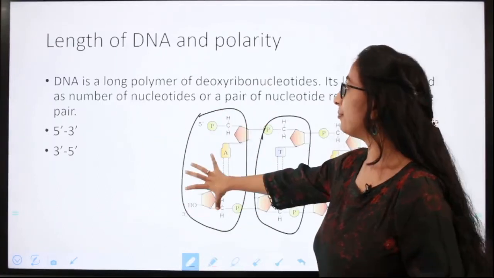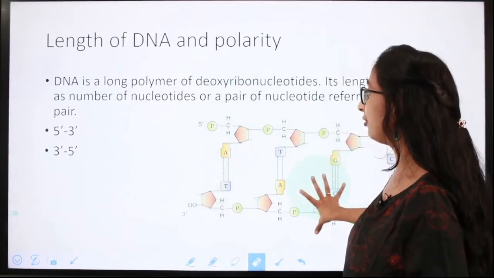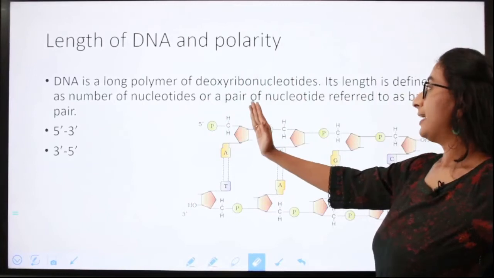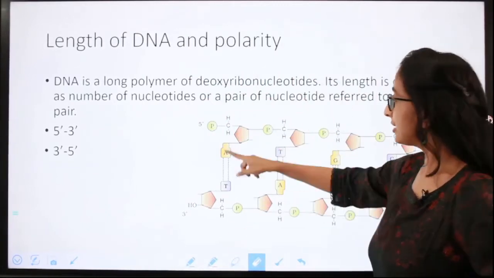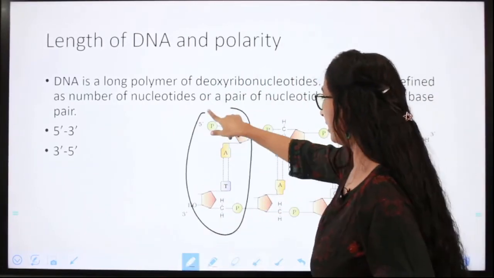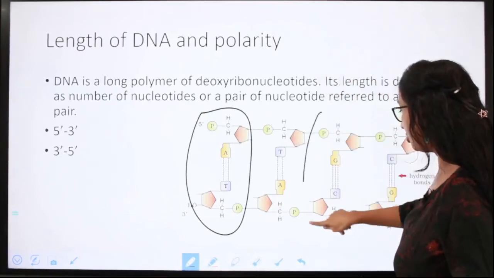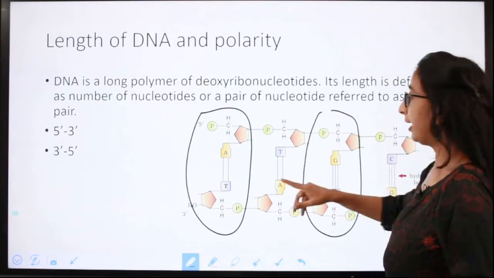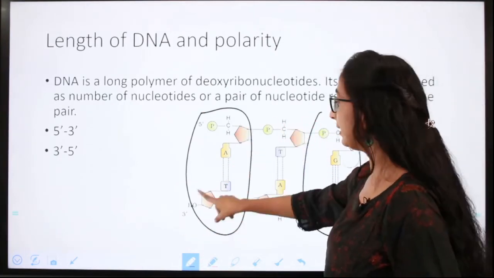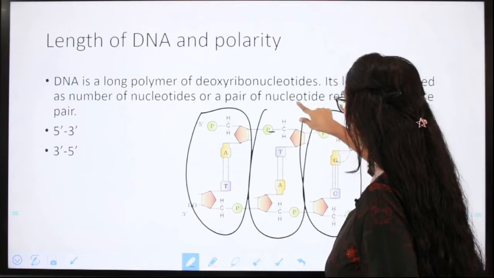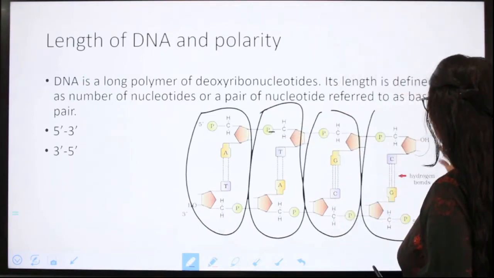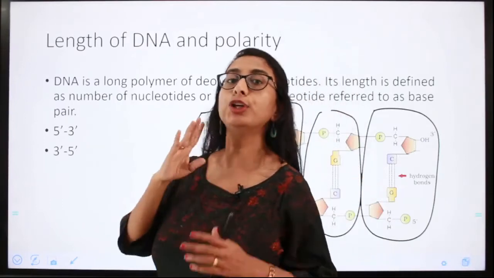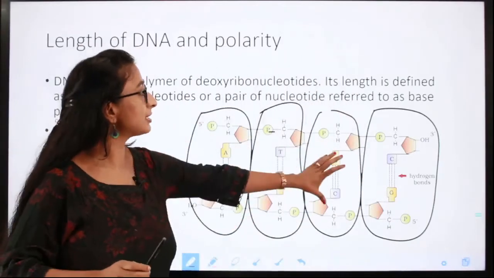That count gives us the length of DNA. Got it? How do we know what is the length of DNA? We measure the nucleotides or a pair of nucleotides. So this is one pair of nucleotides, that is AT. This is another pair of nucleotides, GC. So here in this DNA you can find there are 4 nucleotide pairs, isn't it? This is 1, this is 2, this is 3 and this is 4. So there are 4 base pairs. So the length of this DNA is 4.